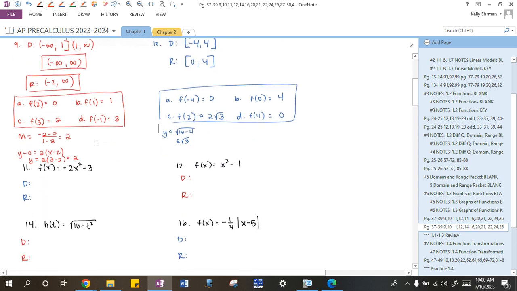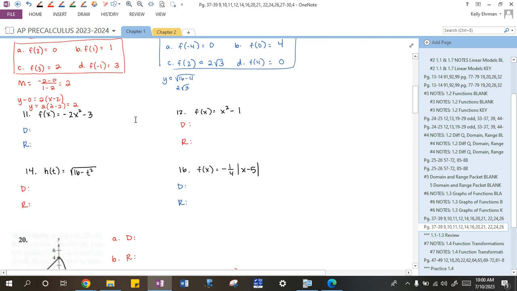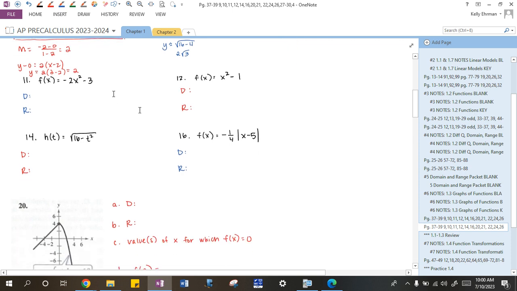Okay, looks like we're finding domain and range. We're not given graphs for these. You're welcome to sketch graphs for these. Our next section in chapter 1 is all about parent functions and graphs, but you should be familiar with a lot of these, especially quadratics and parent functions from Algebra 2. And if you're not, like I said, we're going to be practicing soon. This is quadratic.